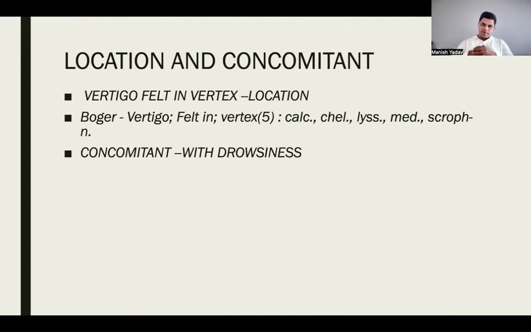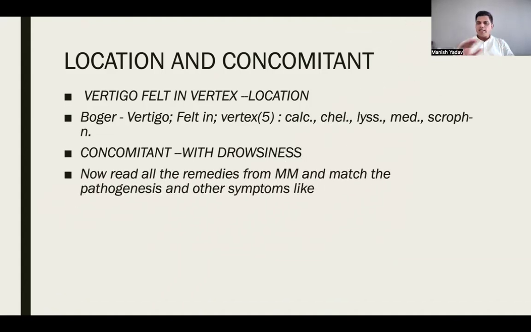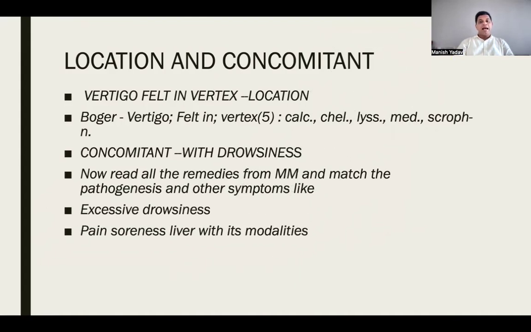So I started asking myself, vertigo and then drowsiness. Out of these 5 remedies, all remedies have something to do with vertigo. But what about drowsiness? Which remedy has drowsiness? So I read all the remedies from the MM, matching the pathogenesis and the symptoms. Excessive drowsiness. I got in Scrofula. Excessive drowsiness. Pain, soreness, liver with all its modalities. What are the modalities? Lying on the right side, et cetera, et cetera.